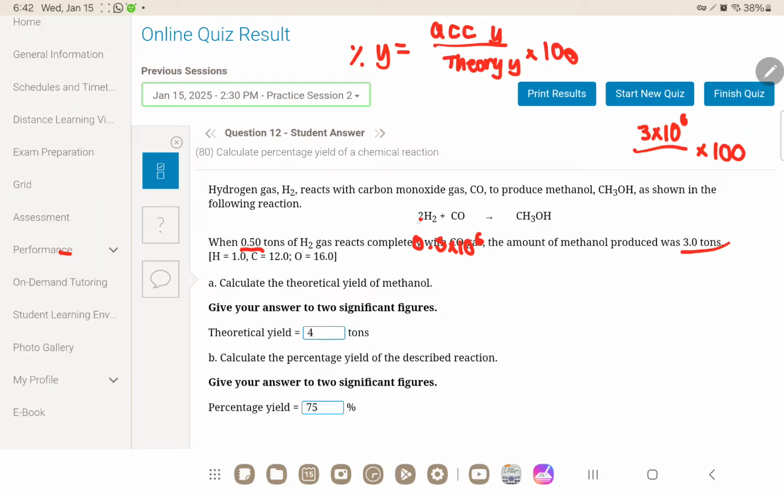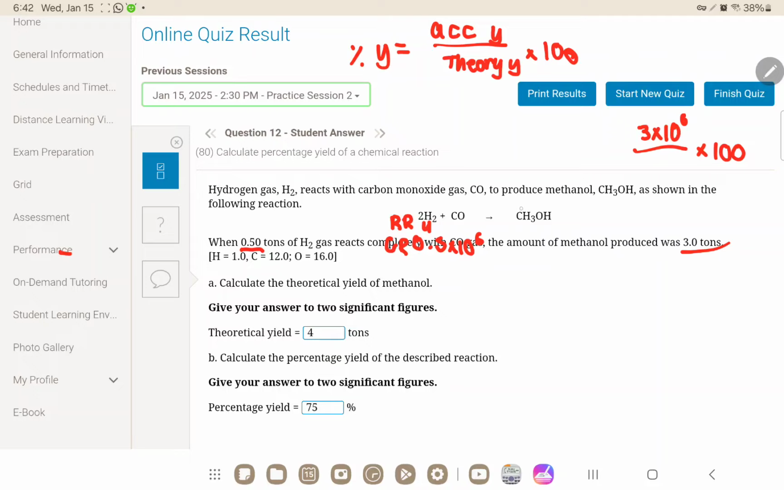Here you have 2 moles of H2. H2 has a mass of 2, so 2 times 2 is 4 grams. Because, by the way, you converted the tons to grams. So 0.5 times 10 power 6 grams, and 4 grams is the given, because we're doing RRGR. And now we need to know how much methanol was produced, how many tons, or grams, and then you convert it to tons.